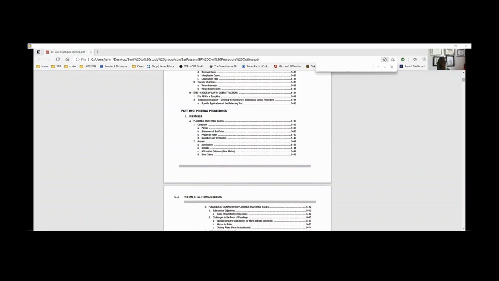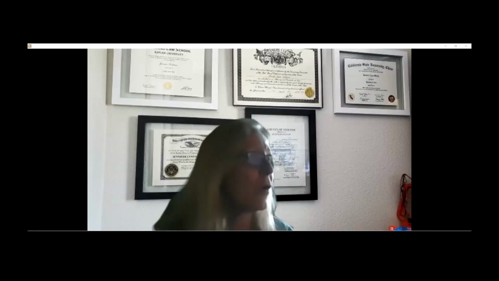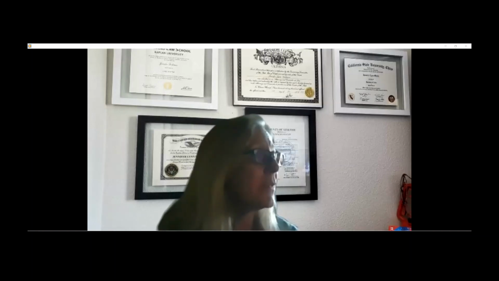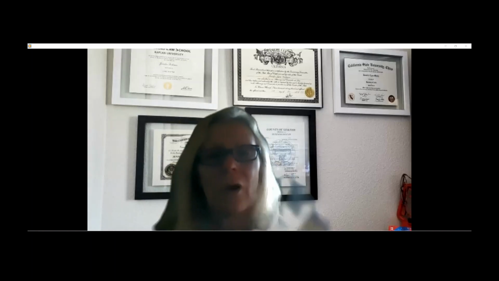So I suggest that you use the outline of your bar review materials and/or the table of contents of your materials. And I suggest that you just go down the page and write your rules. And anything that you don't know, that you can't write your rules for, if you don't have flashcards on them, make your own. And it's really relatively simple.